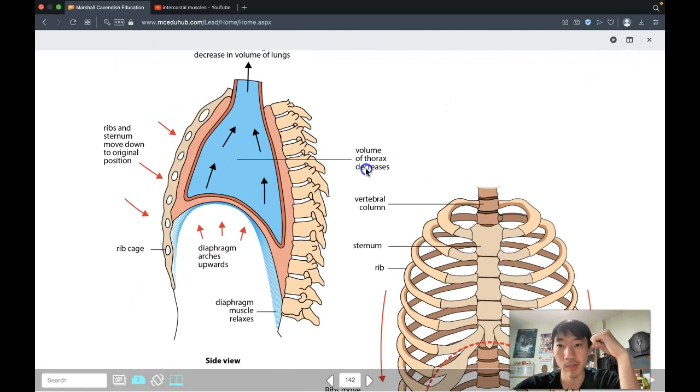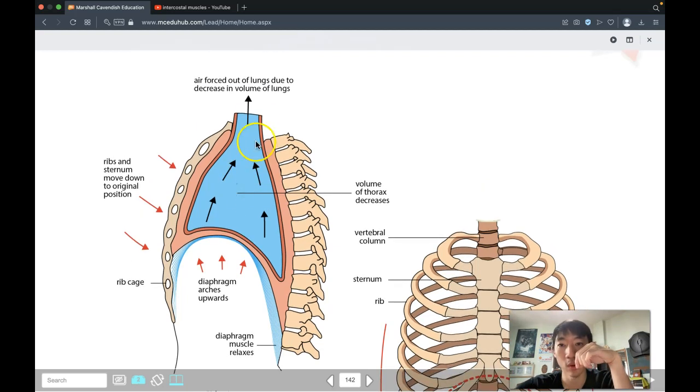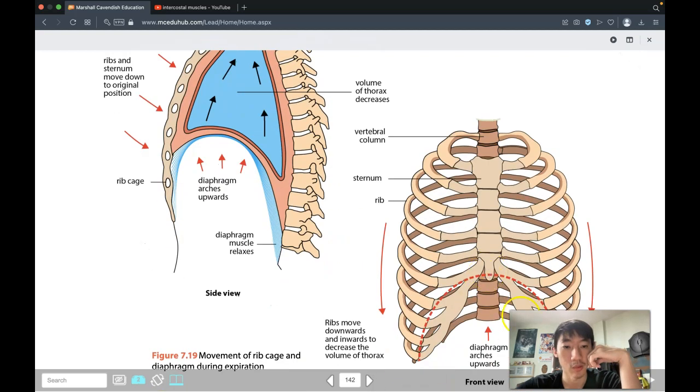Let's look at the diagrams. When you're exhaling, the first step is that your diaphragm would arch upwards. Then your intercostal muscles will move so that your ribs will move down and your sternum will move down also. This will cause the total volume inside the thorax to decrease. The pressure goes up, and therefore the pressure would force your air to go out of your lungs. Same for this.